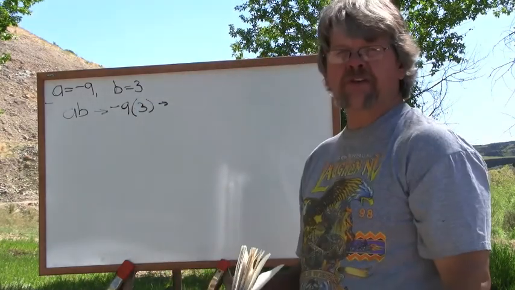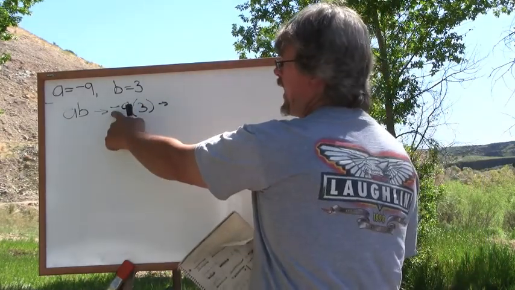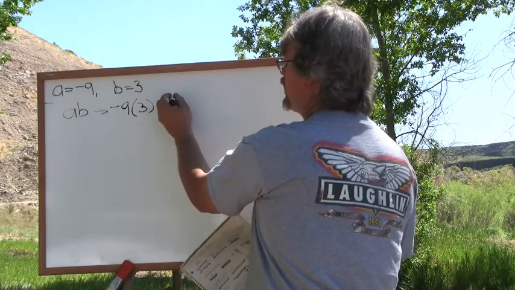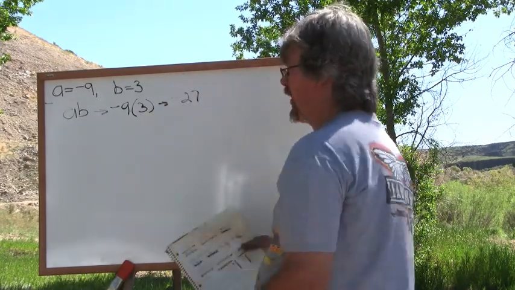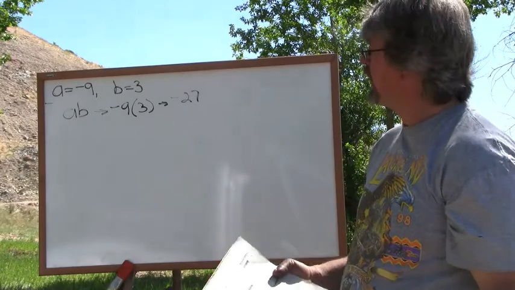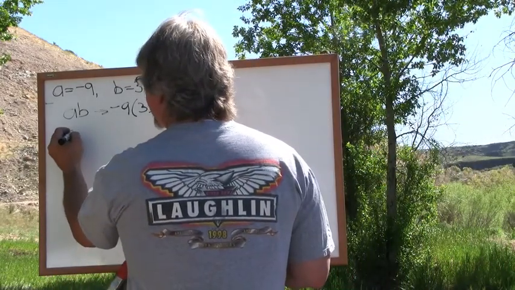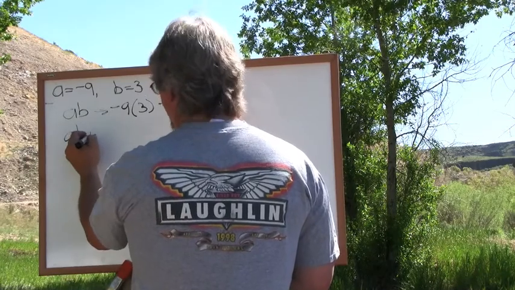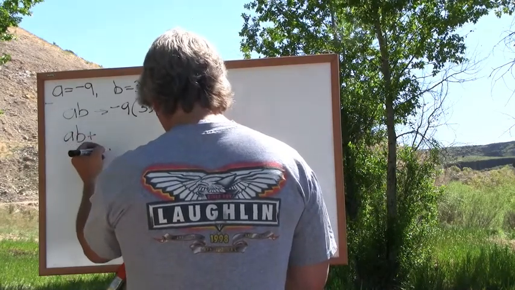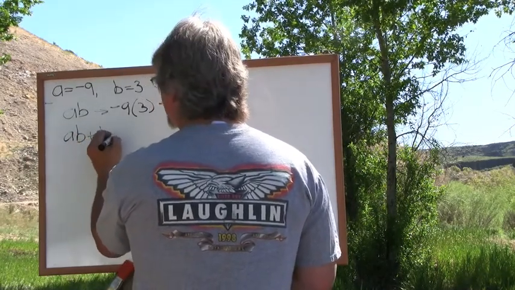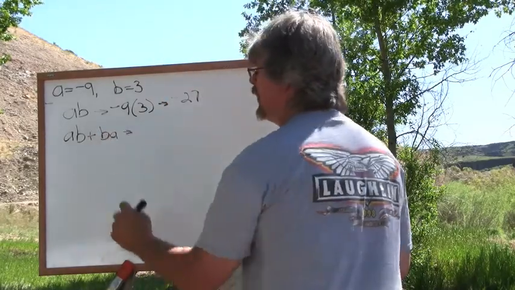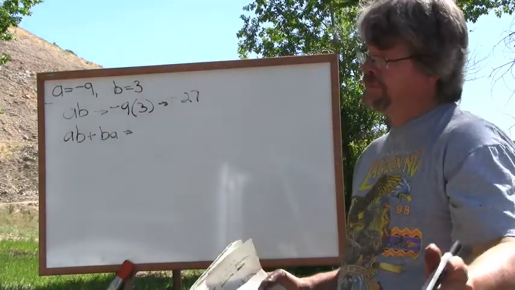-9 times 3 is 27, but it's a negative times a positive, so it's -27. Piece of cake. Well, what if we have something like this? A times b plus b times a. What do we do in this instance? Same thing.